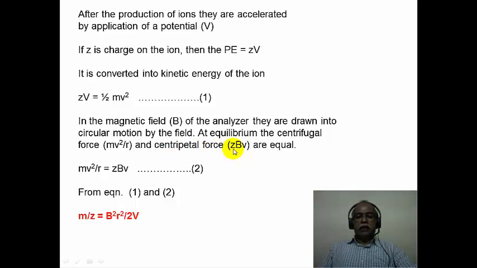The centripetal force is essentially the charge times the magnetic field strength times the velocity of the ion. So when the centripetal and the centrifugal forces are equal, this is represented in equation 2. If you combine equation 1 and equation 2, you get this equation where the mass to charge ratio of the ion of mass m and charge Z corresponds to the square of the magnetic field strength, the square of the radius of curvature of the analyzer tube, divided by 2 times the acceleration voltage.